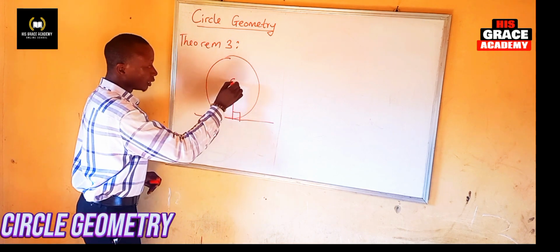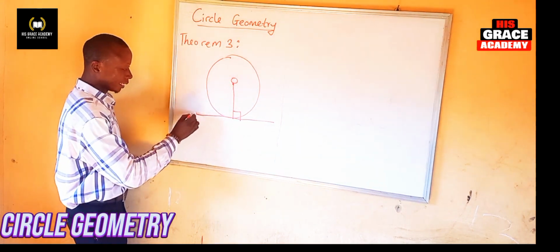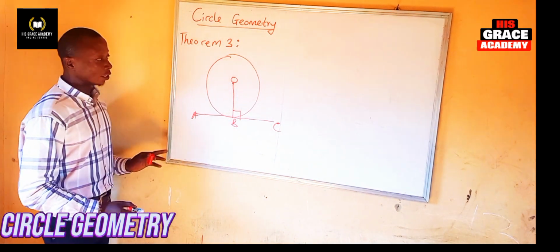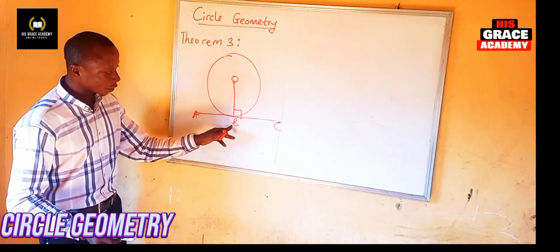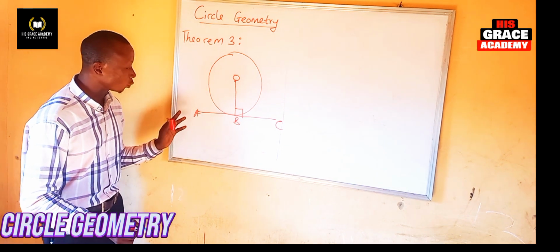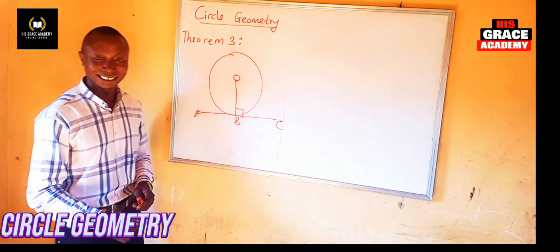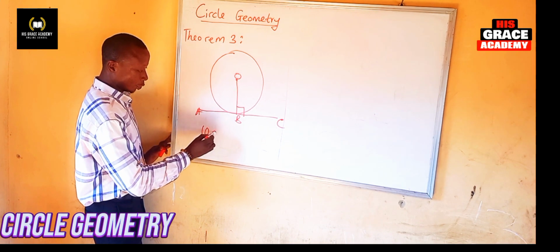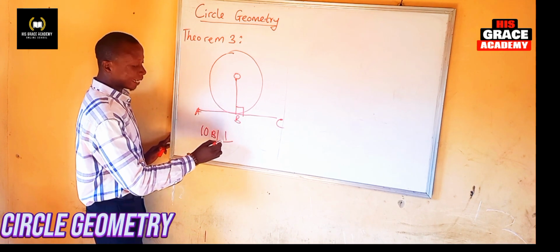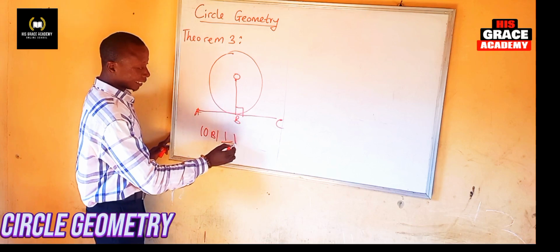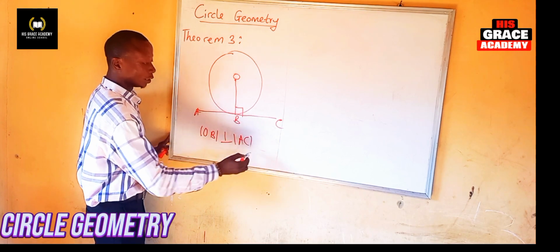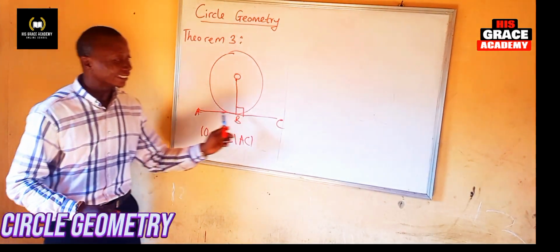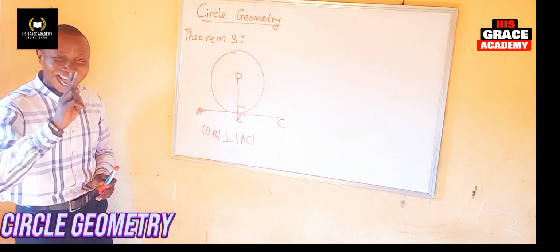Let's say this is center O, this is point A, this is point B, this is point C. So this radius OB is perpendicular to this tangent AC. That line OB, which is the radius, is perpendicular to side AC, which is the tangent. So between the tangent and the radius, there is a right angle.